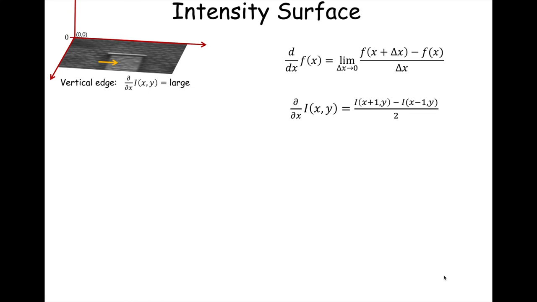So going by this definition of a derivative, my derivative with respect to x of my intensity function I of x, y, and I'm taking the derivative because I want to know what the slope is as I go across this image.